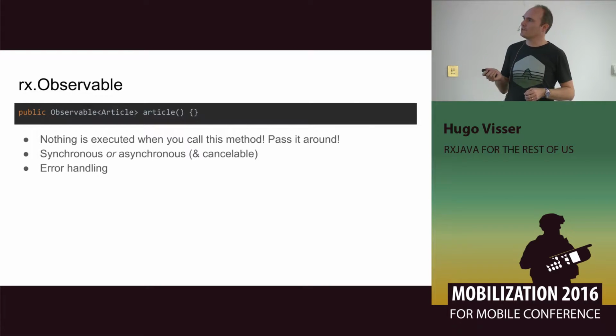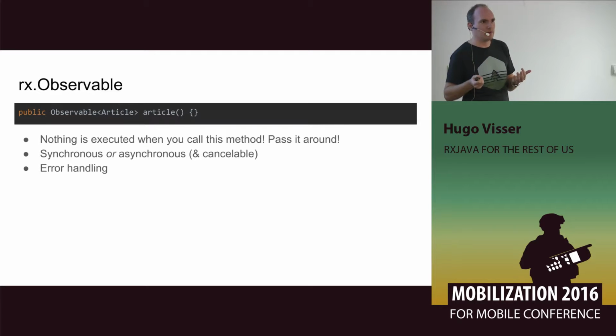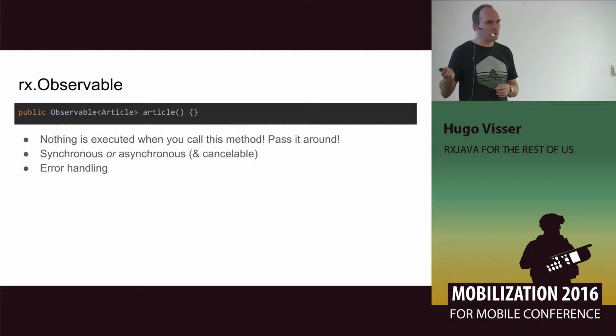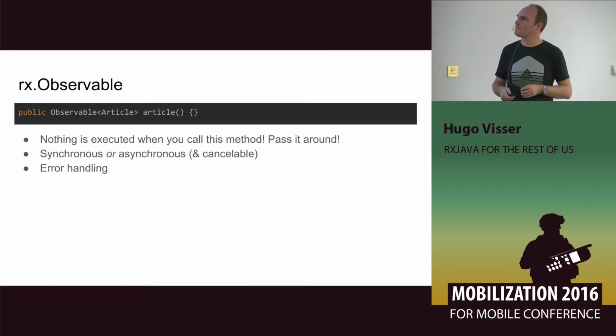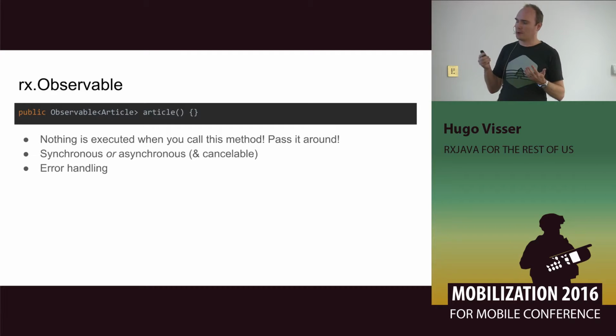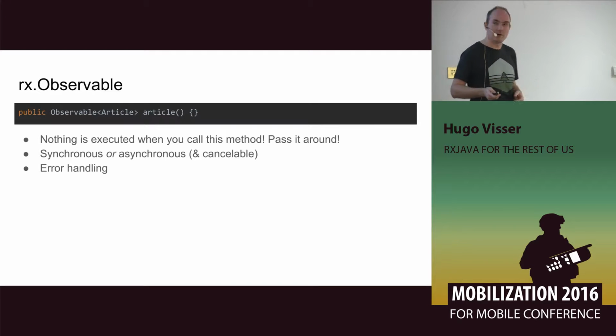Also interesting here is that this call, once you execute it, once you subscribe to it, can be synchronous or can be asynchronous. You can't really tell from the declaration here. And an observable also has built-in error handling. So a couple of things are taken care of here. We can cancel it. It can be either synchronous or asynchronous, and we can handle errors.